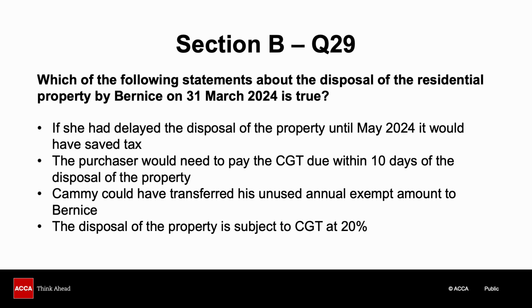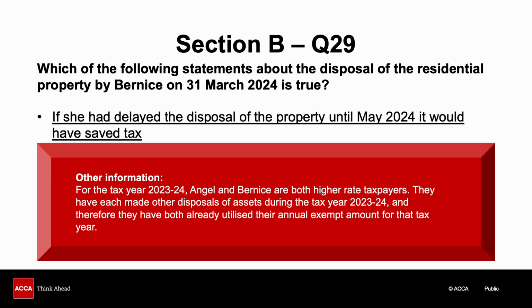If she delayed the disposal of the property until May 2024, it would have saved tax. Yes, but let's look at why that is the case. From the information we were given in the scenario, we were told that Bernice had already used up her annual exempt amount for tax year 23-24, but there's no mention of her making any disposals in 24-25. So if she delayed the disposal of the property until May, we're into another tax year and she could use her annual exempt amount from that tax year.